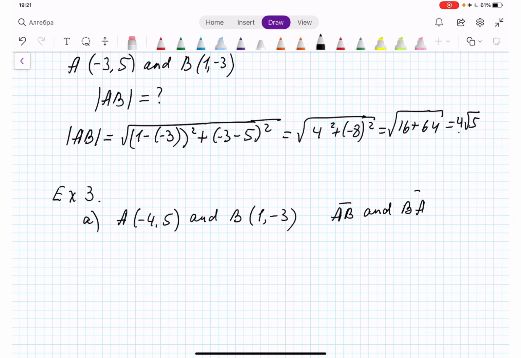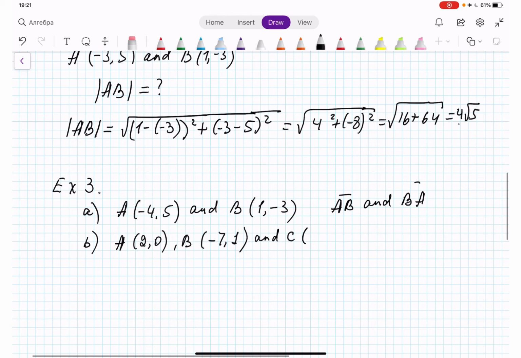Next, we have point A with coordinates 2 and 0, point B with coordinates negative 7 and 1, and point C with coordinates 4 and 1. We need to find vectors AB, AC, and BC.